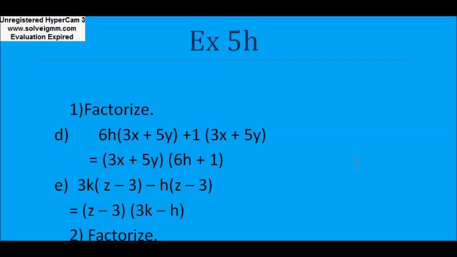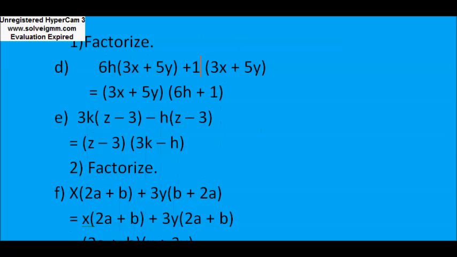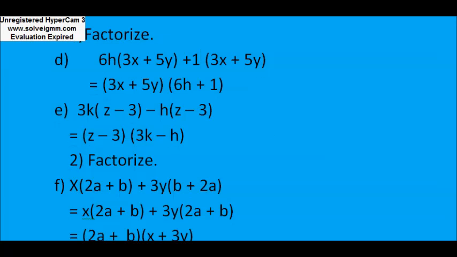So in part E, it is also on the same pattern. z minus 3 is coming here. z minus 3 is also here. So z minus 3 is common. So you can take z minus 3 common, and inside the bracket 3k minus h is left. And then question number 2.